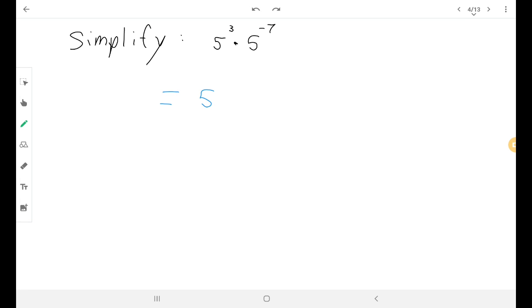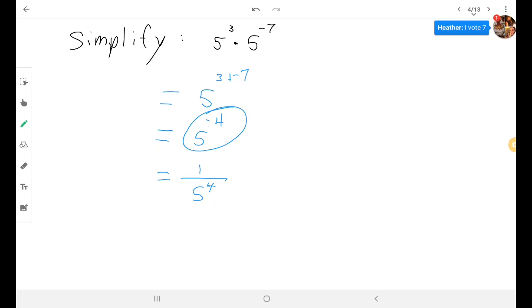5 to the 3rd times 5 to the negative 7th is 5 to the 3 plus negative 7. And 3 plus negative 7 is negative 4, so this is 5 to the negative 4th. So there's one version of the answer, and 5 to the negative 4th is like 1 over 5 to the 4th.